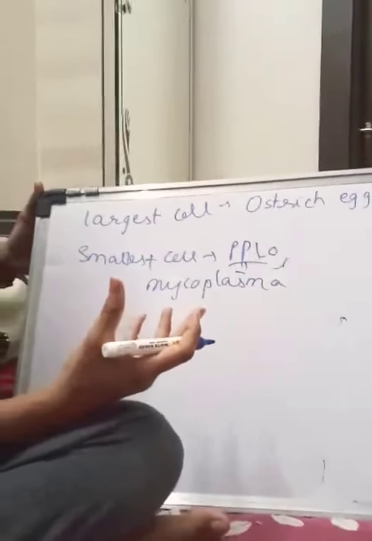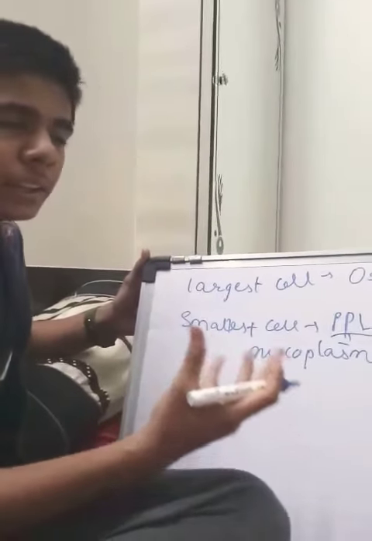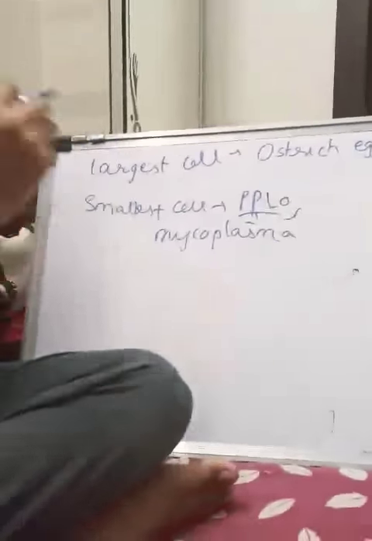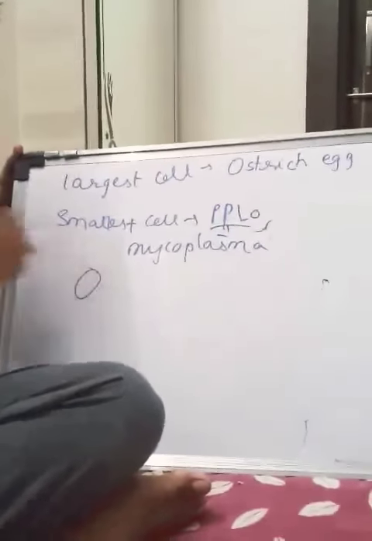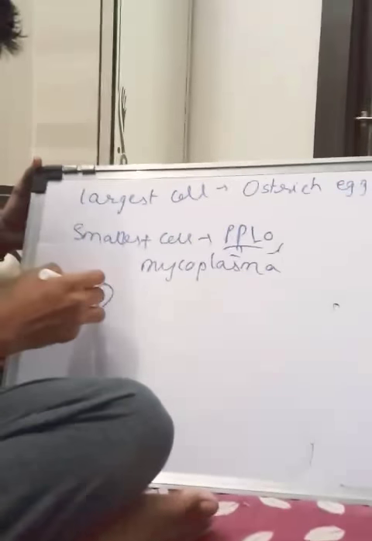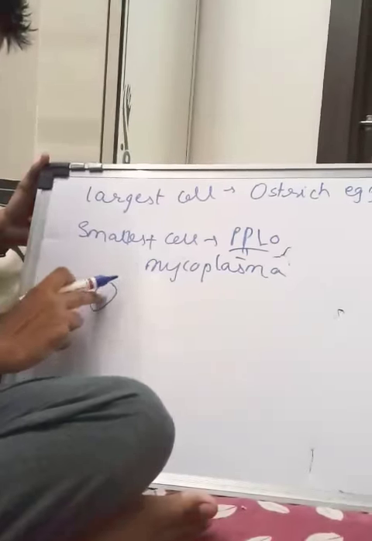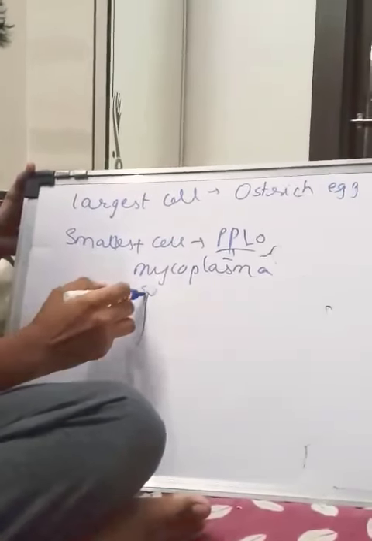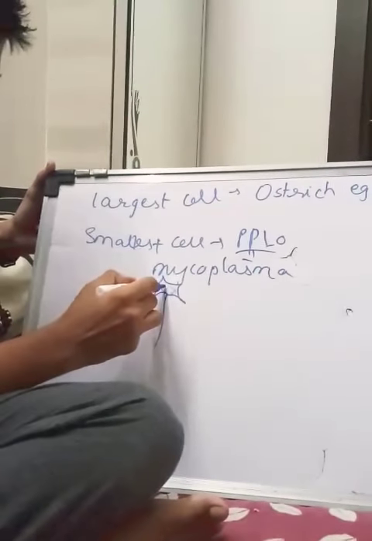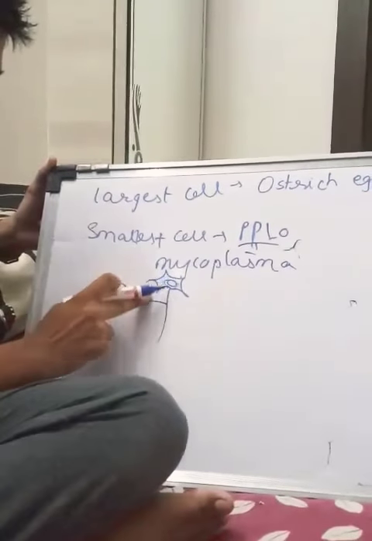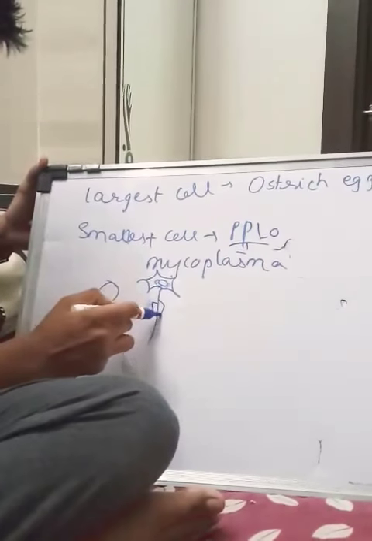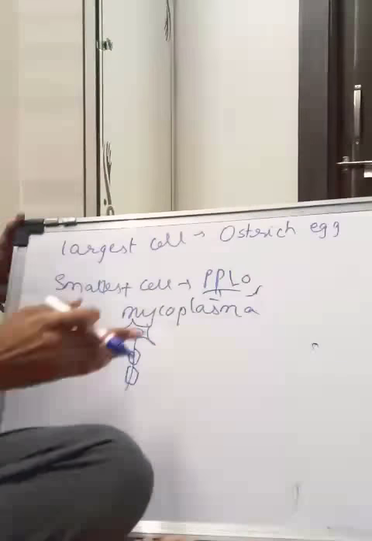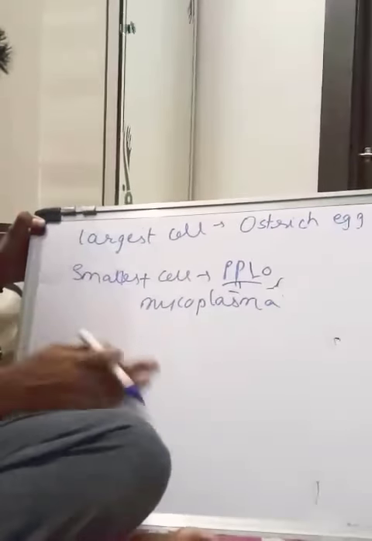The function of a cell depends on its size and shape. Like RBCs are discoidal in shape and they do not have a nucleus. Nerve cells are long cells because they have to transfer messages. That's why they are long. So the function depends upon the shape and size of the cell.